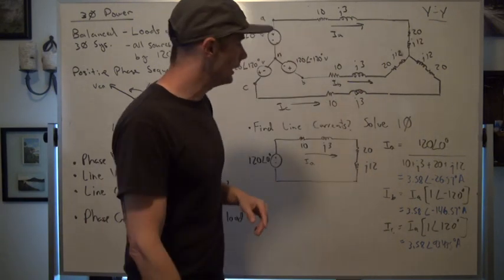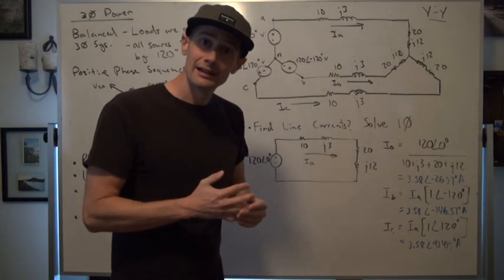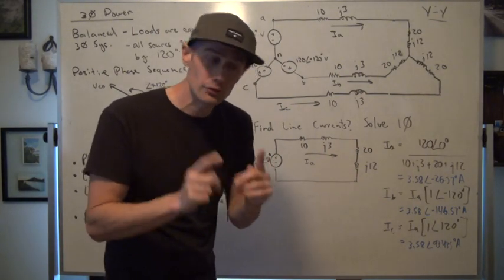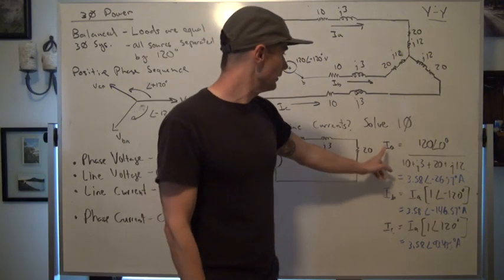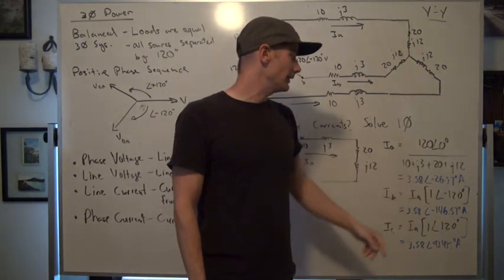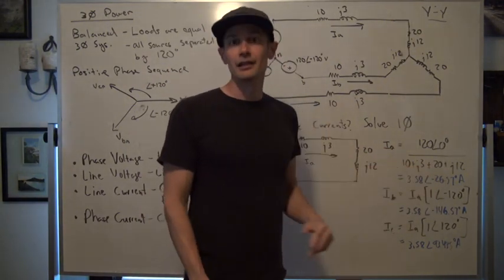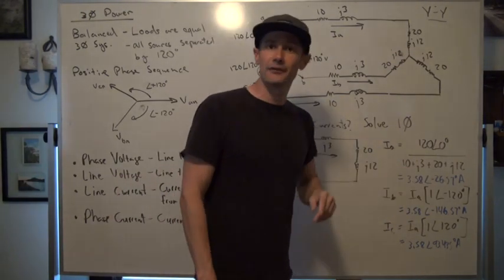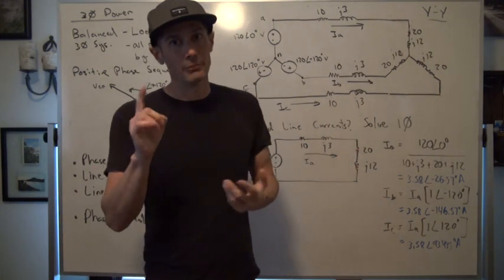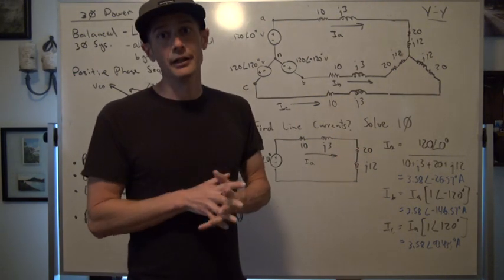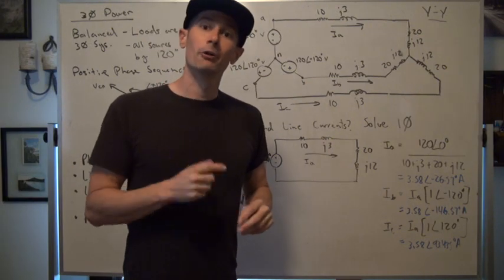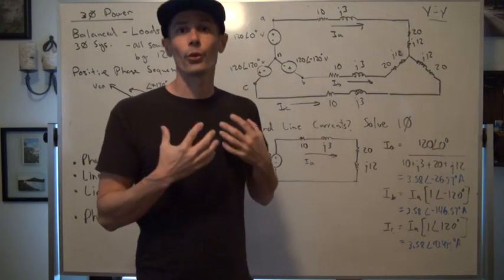And guys, the line currents that we actually see in a very simplistic Y-to-Y system, both having neutral points, are nothing more than 3.58 amps with a very specific phase angle, in this case negative 26.57 degrees, all separated appropriately by 120 degrees per phase. And that's the beauty of looking at a balanced three-phase system.